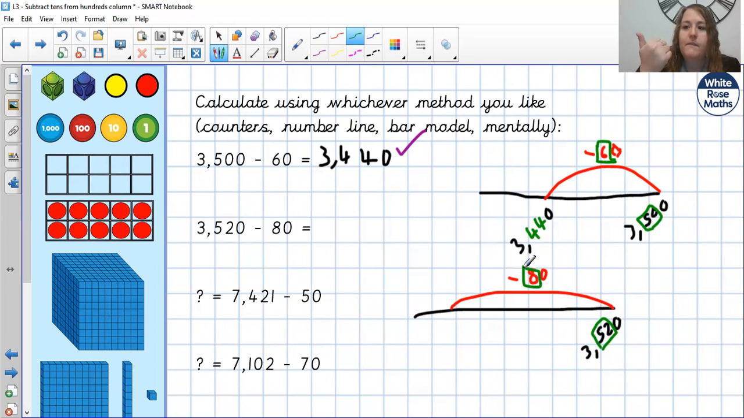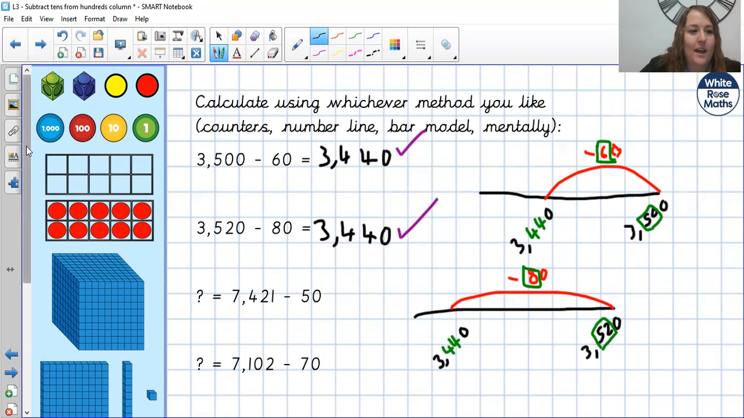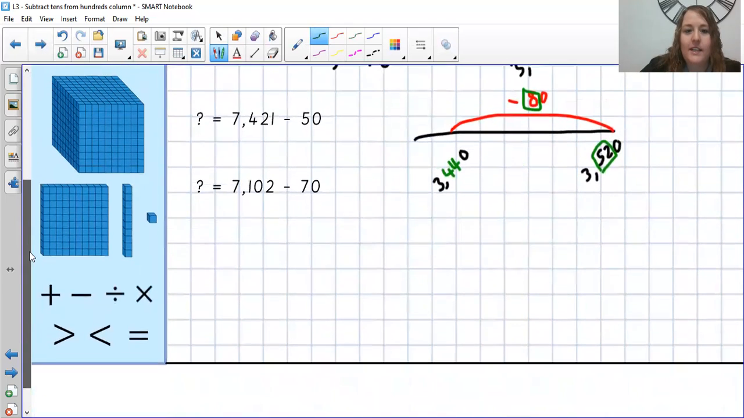52 in my head, 51, 50, 49, 48, 47, 46, 45, 44. So my middle numbers in my hundreds and tens column is going to be my 44, and then my ones column remains as 0, it hasn't changed, and my thousands column hasn't changed. So if you got the answer 3,440 again, a huge well done. Give yourselves a tick.